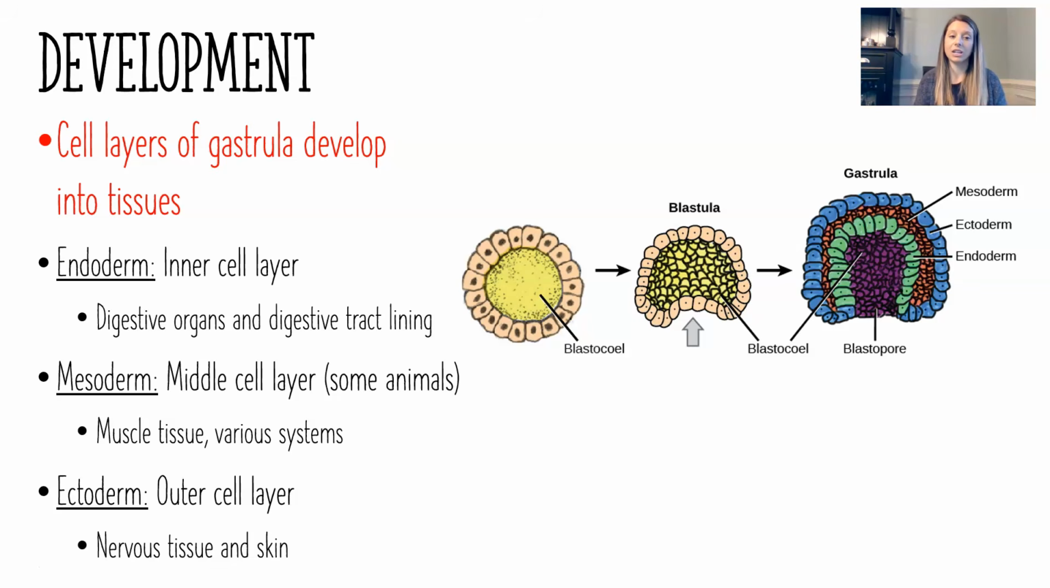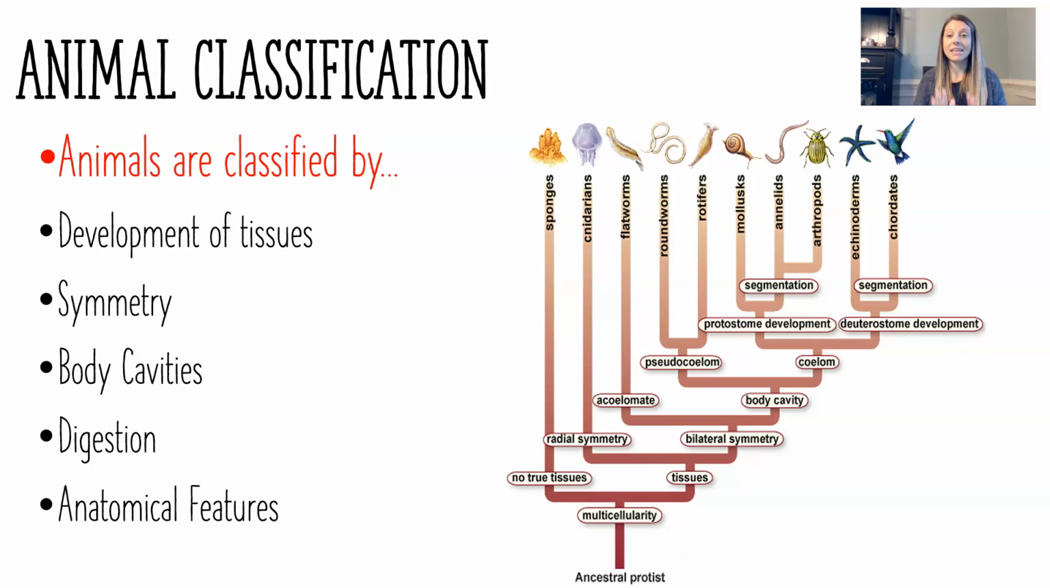The inner cell layer is going to form what we call the endoderm. In most animals, that's going to form the digestive organs and the digestive tract lining. And then the mesoderm, which is a more complex layer that not all animal gastrulas form. This is going to form more complex organ systems and different muscle tissues. So not all animals have that mesoderm layer. And then the ectoderm is the outer cell layer, which is going to develop into nervous tissue and the skin of the animal.